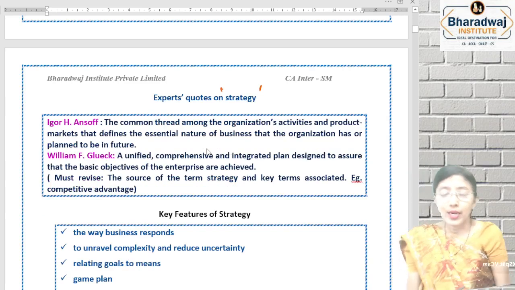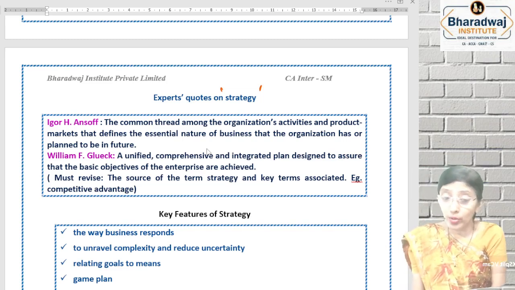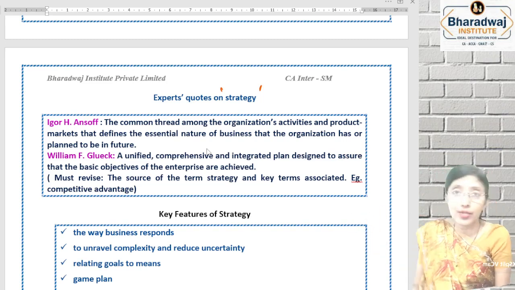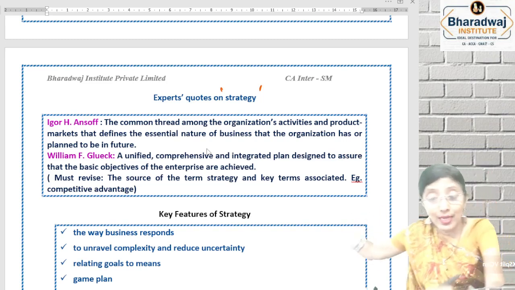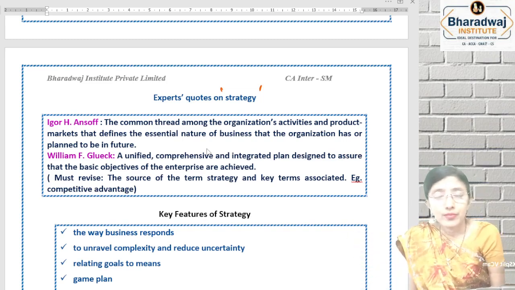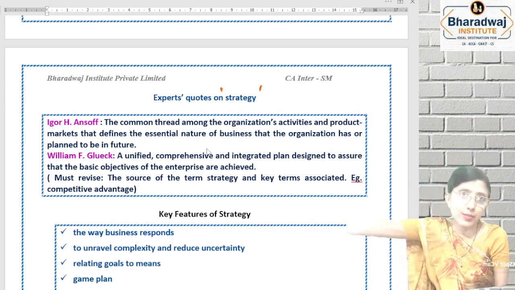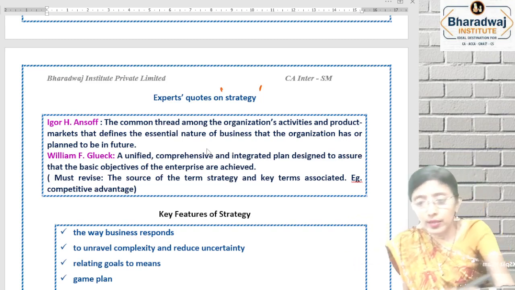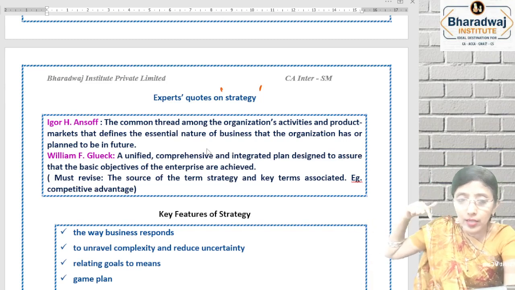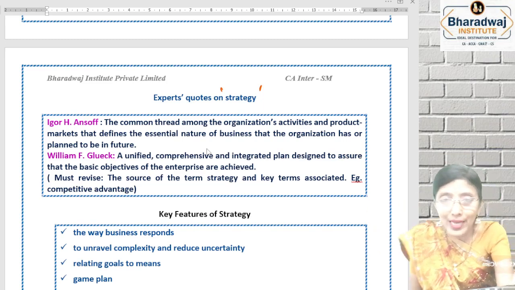Please mark another 2 experts, Ansoff and William Gluck. And Ansoff and Gluck have done a lot of contribution. I was telling you in the class also, Ansoff has made the Ansoff matrix itself. You have a question: discuss the significance of Ansoff matrix. Repeated question in the examination, right? So remember and recollect the names of these 2 experts. Here is a quote given on strategy exclusively by Ansoff and Gluck.